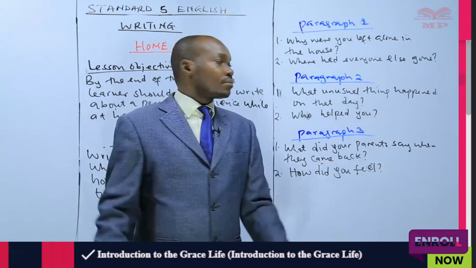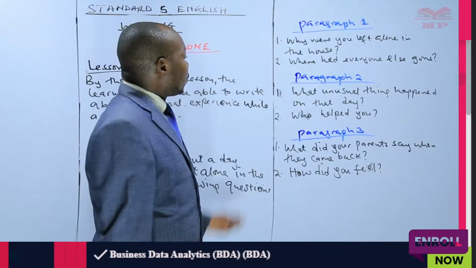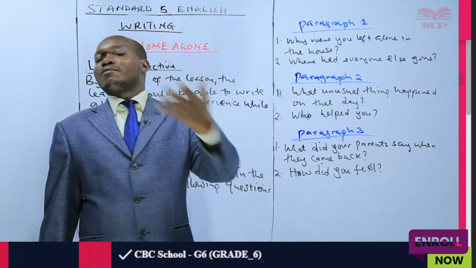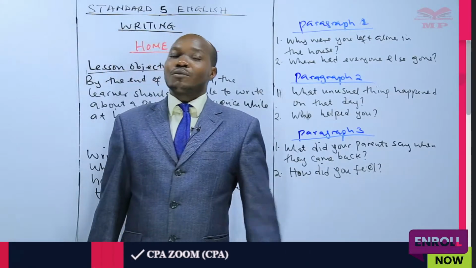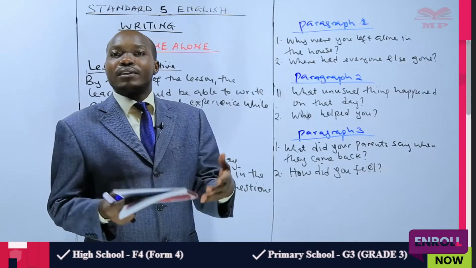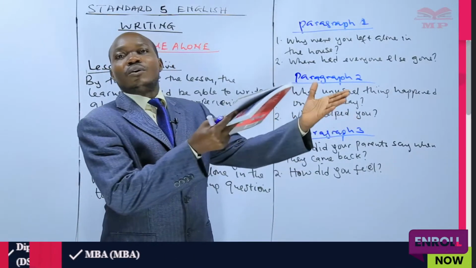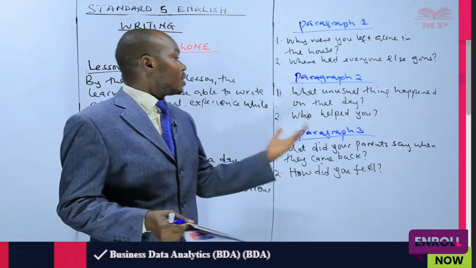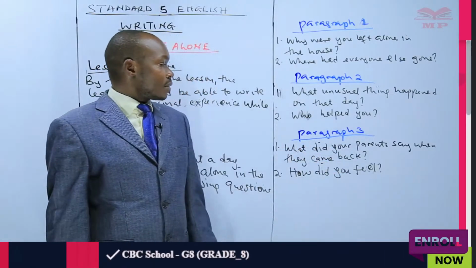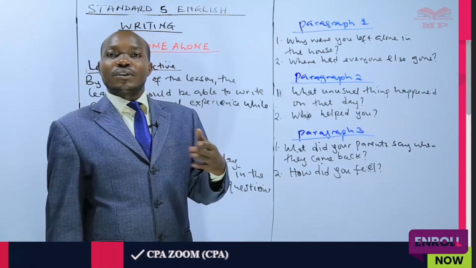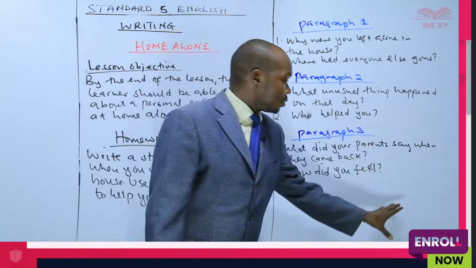And where did they come from? Where were they? Paragraph 3, what did your parents say when they came back? So your parents have come back in the evening. What did they say? Of course, you tell them about the incident, that your cat had gotten stuck somewhere near the roof of the house, okay? So what did they say when they came back? And how did you feel? All right? So these are some of the guidelines that you can use.